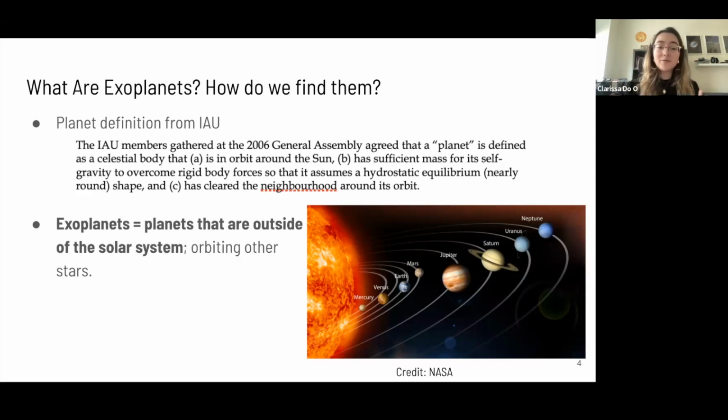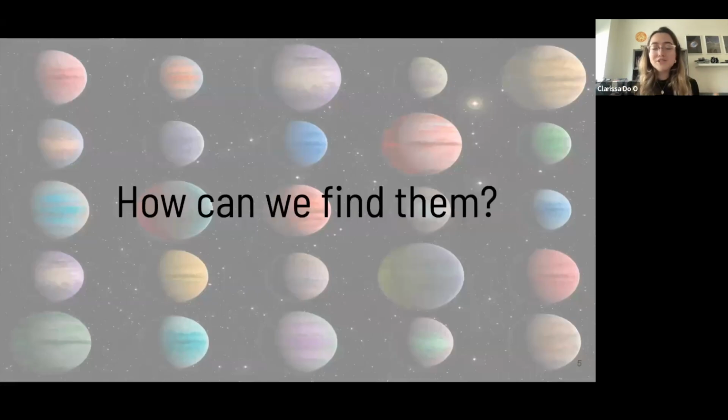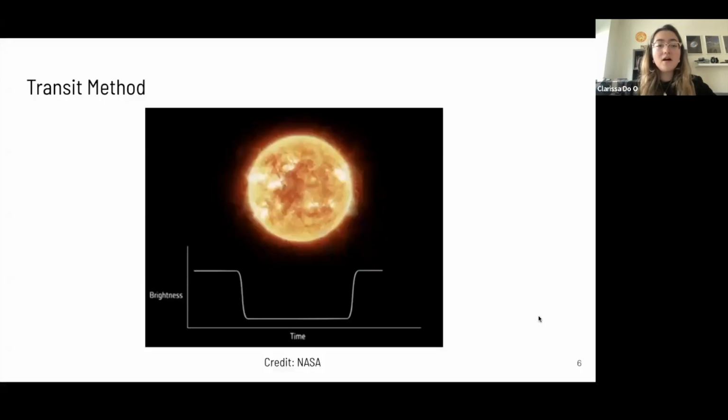But exoplanets are planets that are outside of our solar system, orbiting other stars that are not our sun. You must be wondering, how do we actually find these exoplanets? There are quite a few methods. One method is called the transit method. For this one, we look at the brightness of the star over time. If a planet is passing in front of the star, or transiting the star, we see a small dip in the star's brightness. If we see that this dip is periodic because the planet is orbiting around the star, then we most likely have a planet around that star.